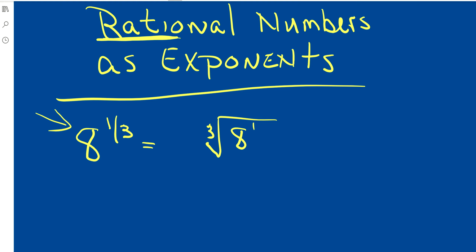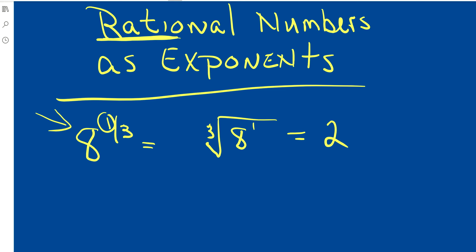All right, so the exponent is 1/3. The denominator, the 3, comes out, and that is the index number. And the 1 remains as an exponent of the radicand. So this remains 8 to the first power. The numerator is going to be the exponent that remains with the radicand. All right, so this is the transformation we're making. Now I can say, what is the cube root of 8? The cube root of 8 is 2. We have figured that out a couple times. Okay. All right.